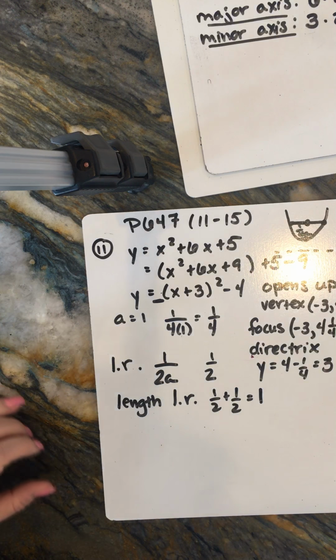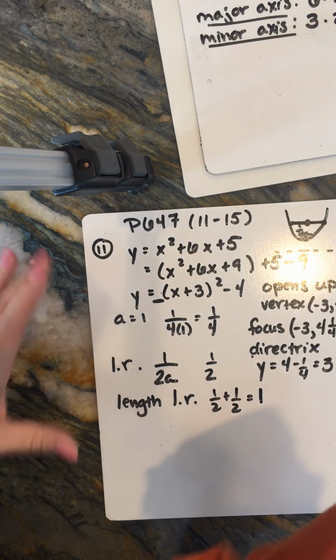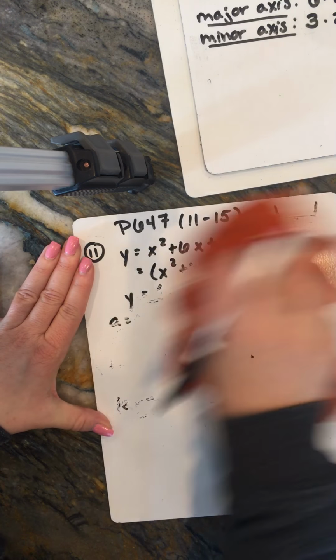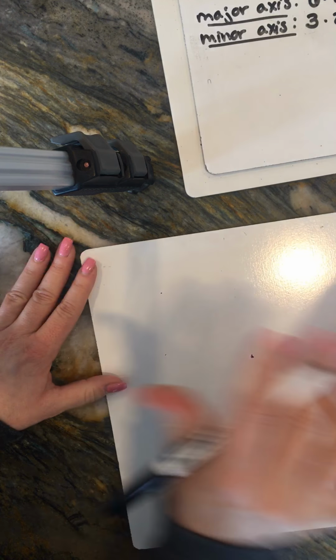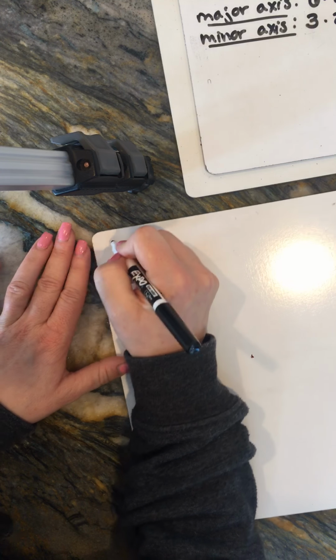All right, so then the next one, number 12, I think we have the other orientation of the parabola. So let's do that one real quick, if you'd like. If not, just turn me off.